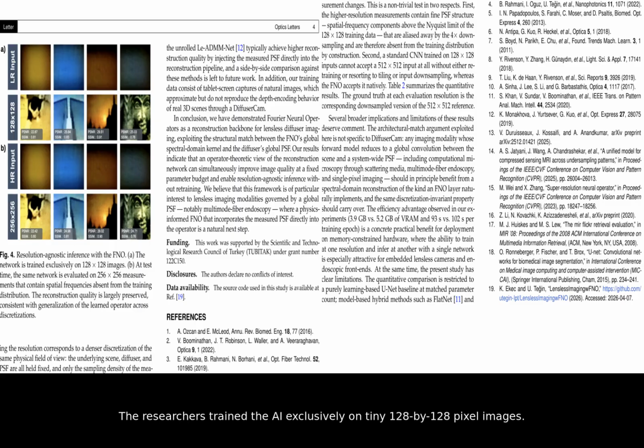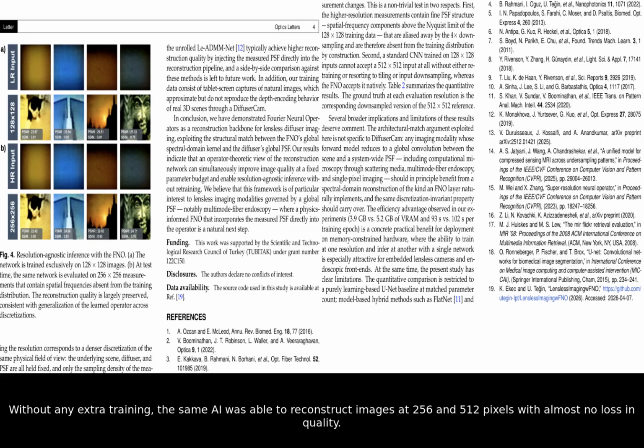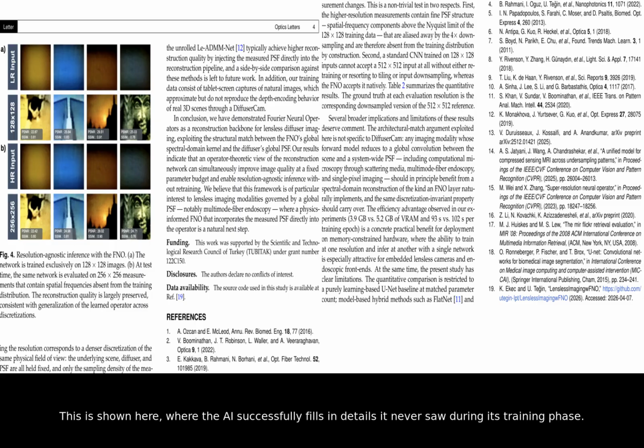The researchers trained the AI exclusively on tiny 128 by 128 pixel images. Without any extra training, the same AI was able to reconstruct images at 256 and 512 pixels with almost no loss in quality. This is shown here, where the AI successfully fills in details it never saw during its training phase. Essentially, the AI learned the underlying physics of the camera rather than just memorizing patterns. This makes the system incredibly robust and adaptable to different types of hardware.